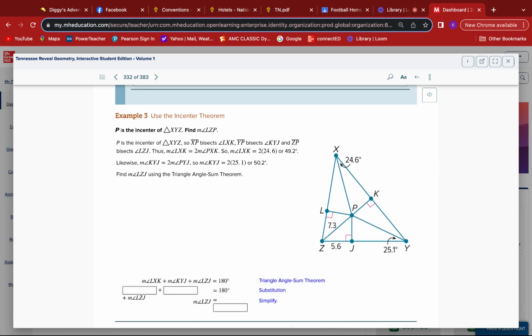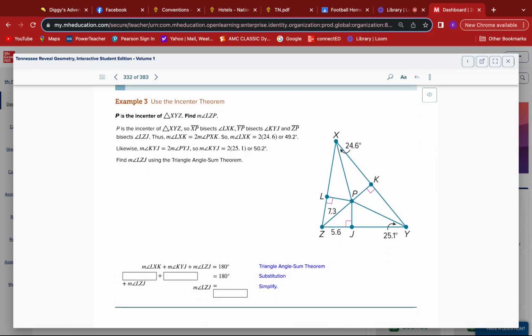All right, so we got an example here. Example 3 says P is the incenter of the triangle XYZ. All right, that means that XP is an angle bisector, YP is an angle bisector, and ZP is an angle bisector. All right. So we got, okay, well, there you go. Just talk through all of that.